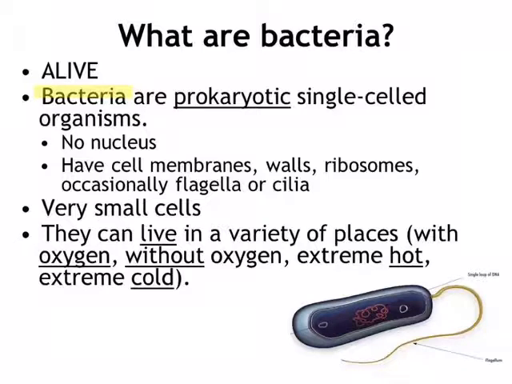Bacteria are alive. So only viruses are pathogens that are not alive. Bacteria are prokaryotic, so hopefully you remember that means they do not have a nucleus. They're very, very small cells because they are prokaryotic. They do have things like cell membranes, cell walls, ribosomes. Some of them have a really strong capsule around their cell wall that helps protect them. And they have ways that they can camouflage themselves in your body from your immune cells.